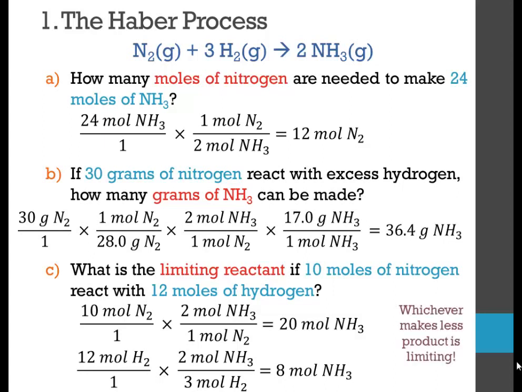Whichever one of the two that makes less product is the one that is limiting. So we took those two givens that are in blue and we just did two calculations. How much of my product can I get with 10 moles of nitrogen? How much of my product can I get with 12 moles of hydrogen? And whichever one makes less is going to be my limiting reactant. So that's going to be my 12 moles of hydrogen.